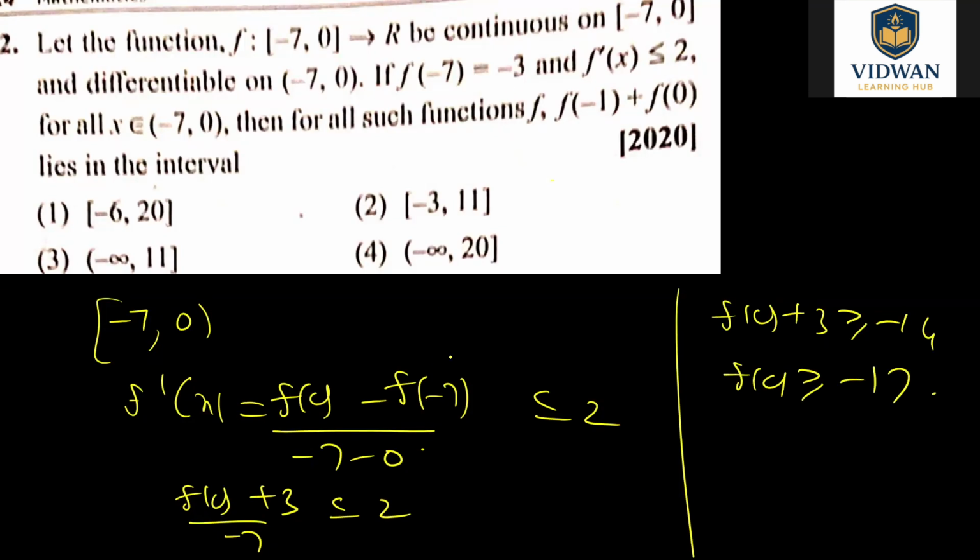What was f of minus 7 given as? Minus 3? No, this became plus 3. And the other side you have minus 14. So is this correct? f of 0 greater than or equal to minus 17.